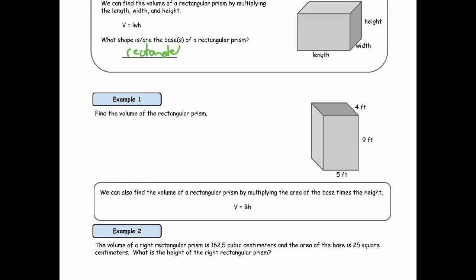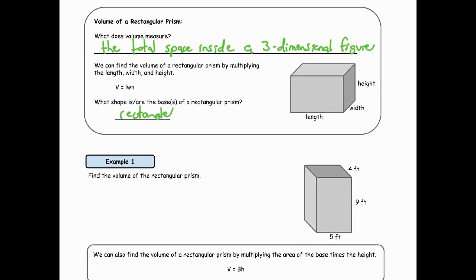So if we move down to example 1, we're going to find the volume of the rectangular prism. Well, up above we learned that the volume of a rectangular prism can be found by multiplying the length times the width times the height. So if we look over at our rectangular prism and identify the length, we'll use the 5 feet times the width, which I'll use this dimension right here, 4 feet, times the height, which I'm going to use this dimension right here, which is 9 feet.